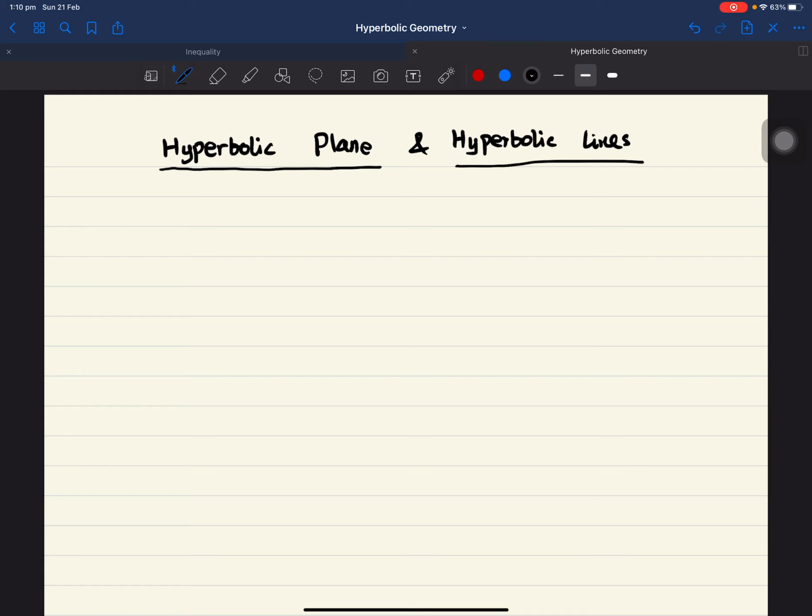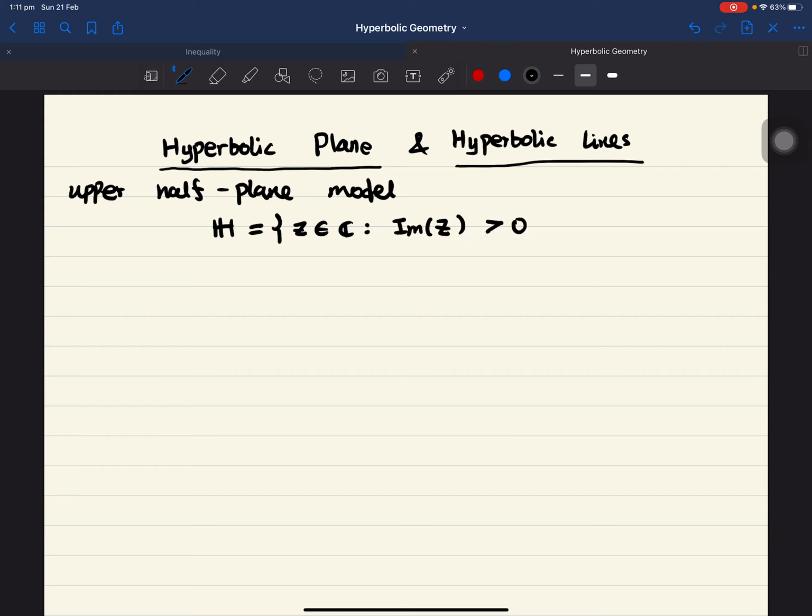Today we're going to cover the hyperbolic plane and hyperbolic lines. First note that there are many models of the hyperbolic plane, so we will begin with one simple one, known as the upper half plane model. It's defined as follows: H is equal to the set of complex numbers c such that the imaginary part of c is greater than 0. So let's draw a picture.